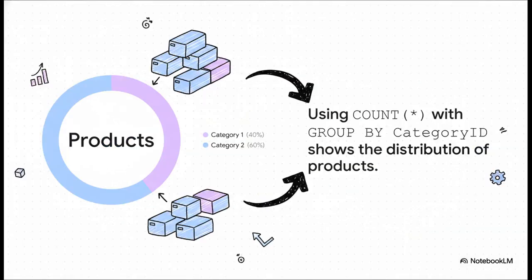And of course, just like with sum, we can pair count with group by to get these really useful breakdowns. This chart here is a perfect example. It's not just a pretty picture, it's a strategic overview. By counting the products in each category, you can see in a split second where your product line is heavy and where it's light. This is the kind of insight that drives real business decisions.